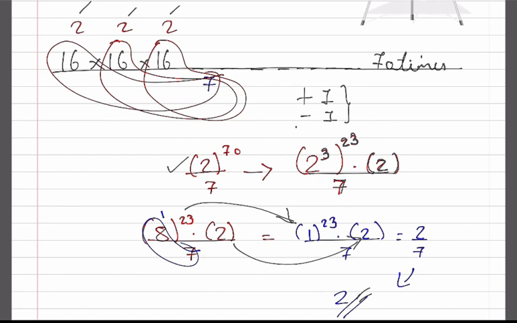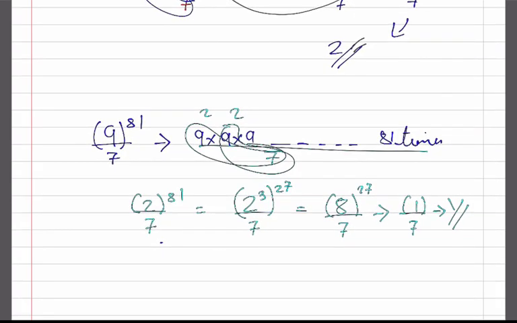But then I saw I need to adjust the power. I need to adjust the power to get a remainder of 1 or a minus 1. So I wrote my 2 as 2 cube so that I can get 1 and I can solve the problem easily. Let's move on to one more problem in a similar way.